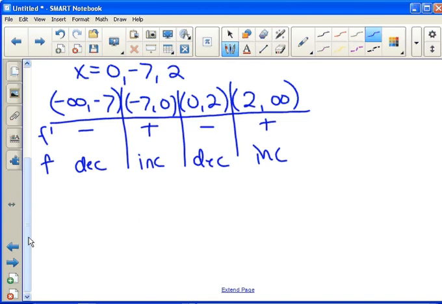have minimums at negative 7 and positive 2. Make sure you put x equals for those. And we have a maximum at 0.